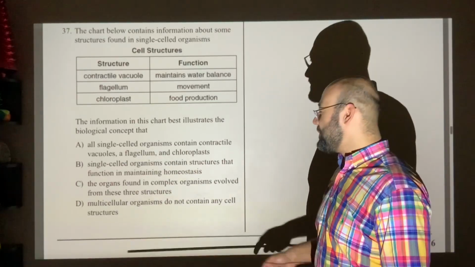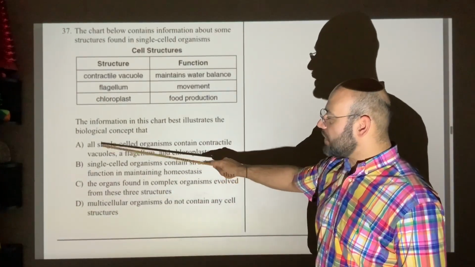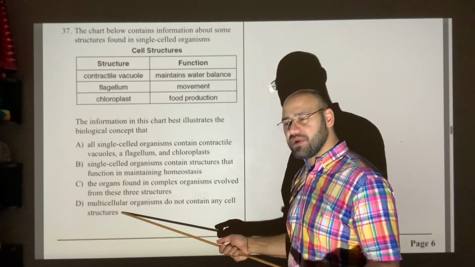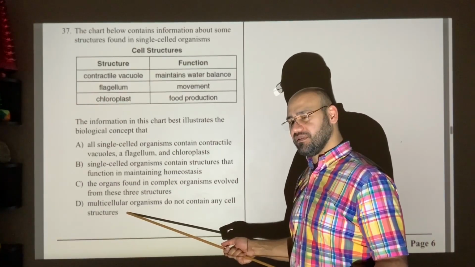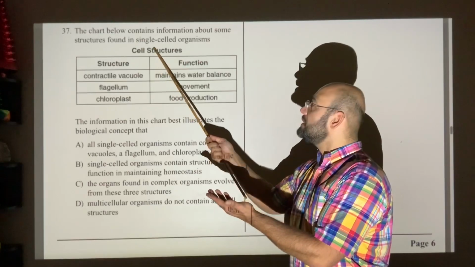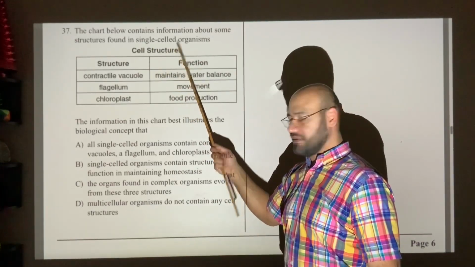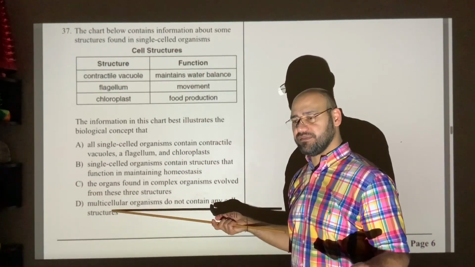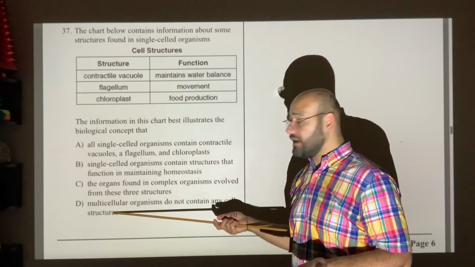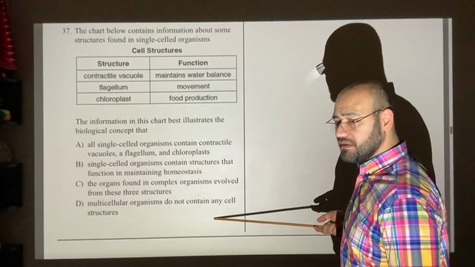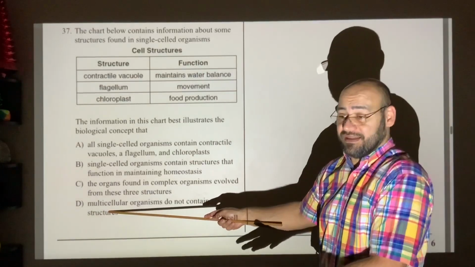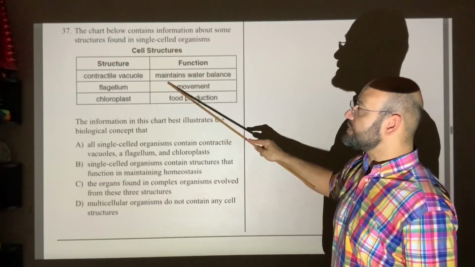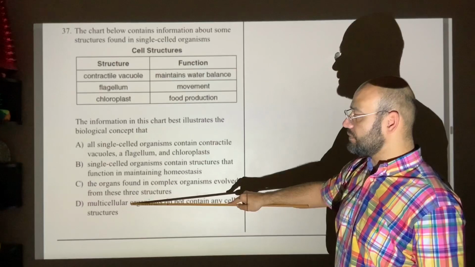D, again, look at the focus. All organs, multicellular organisms. Why are we talking about multicellular organisms? I thought we were focusing on single cell organisms. Before even reading the whole thing, I have a problem with that. Why am I reading multicellular stuff? Is that relevant? No. It's irrelevant. I don't care what it says over here. That is wrong already. We're not supposed to be doing that. This chart only talks about single-celled organisms, cell structures. Out. So which one is correct? B. Thank you.